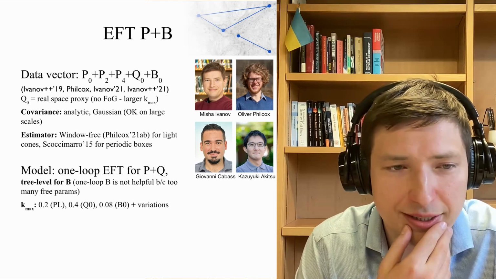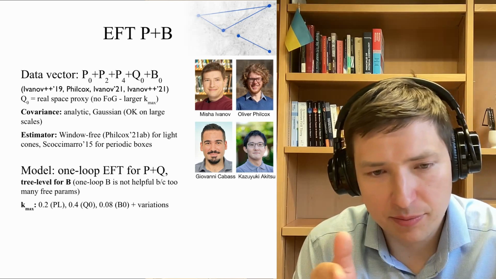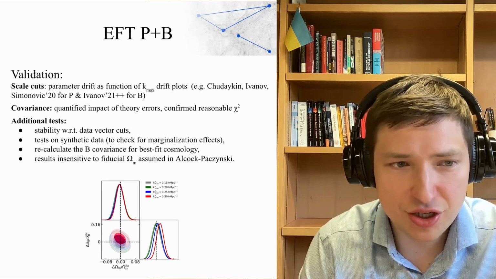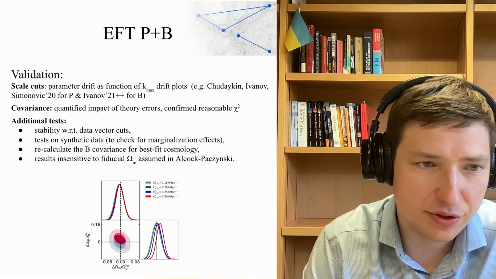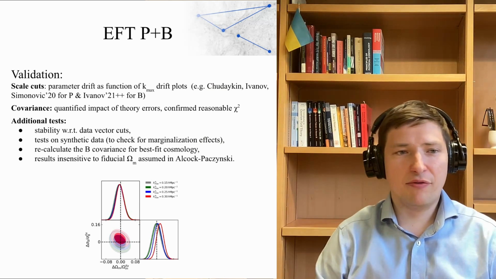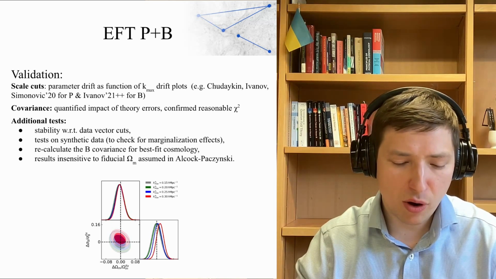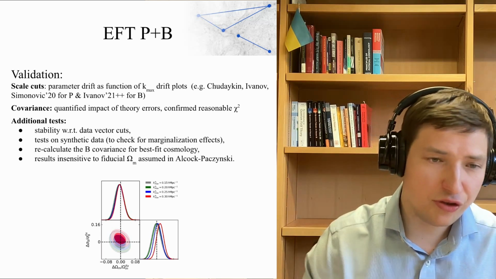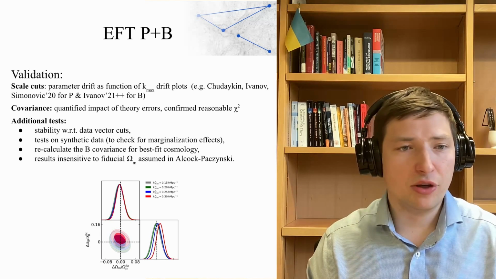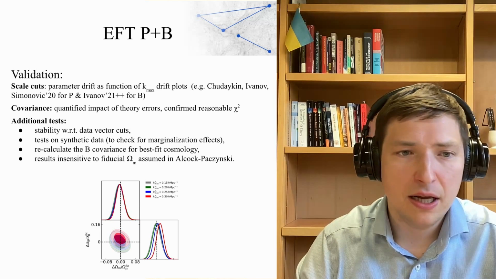Maybe if you could go to the next slide. Yeah, we performed several validation tests and also some additional tests. The most important validation test that I described before was the parameter drift as a function of Kmax. So for each mock, for light cone, for redshift space, for real space mocks, we produce these parameter drift plots, and this is how we determine Kmax.